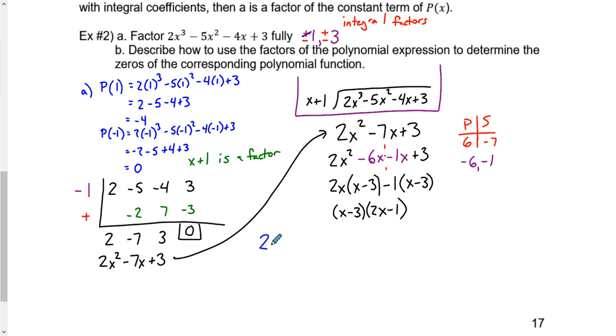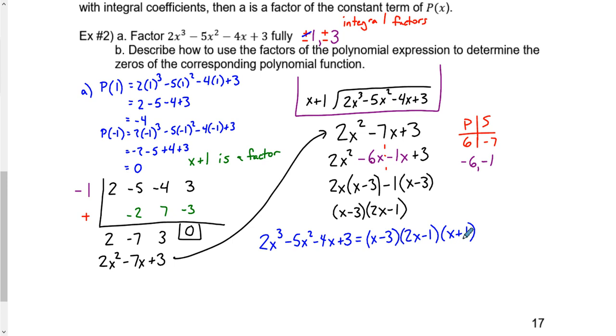So what that's saying is 2x cubed minus 5x squared minus 4x plus 3 equals x minus 3, 2x minus 1, and this x plus 1. We cannot forget about this x plus 1.